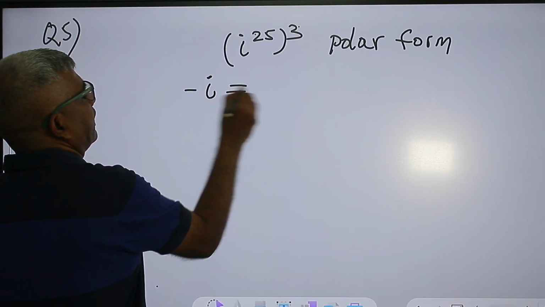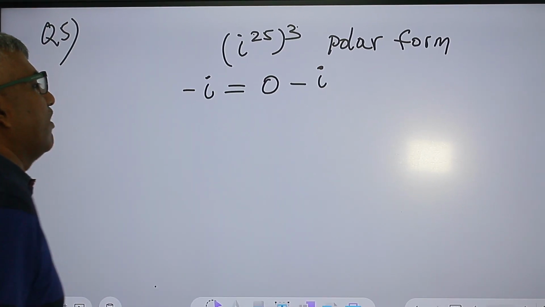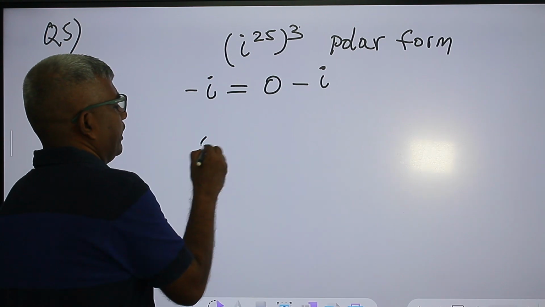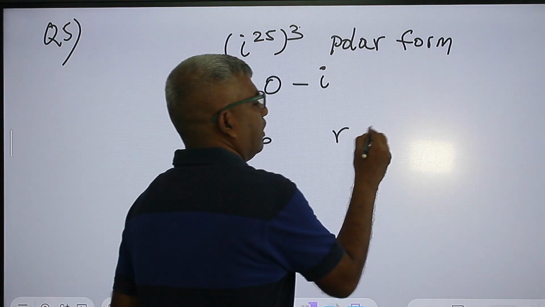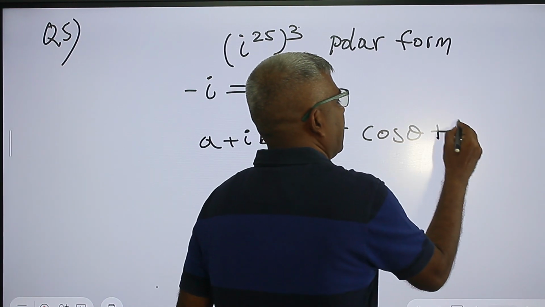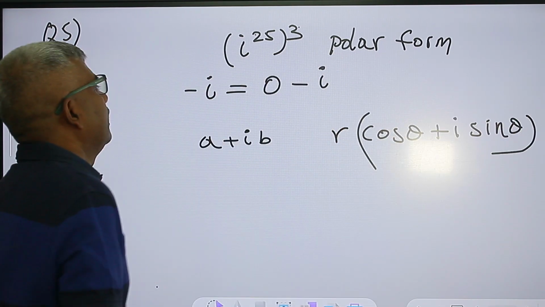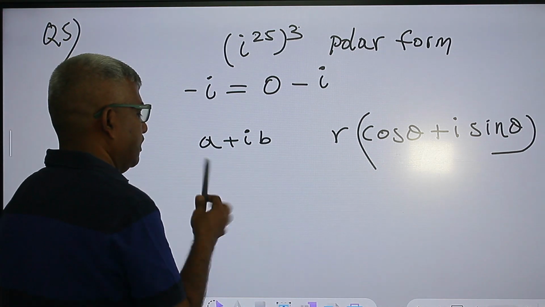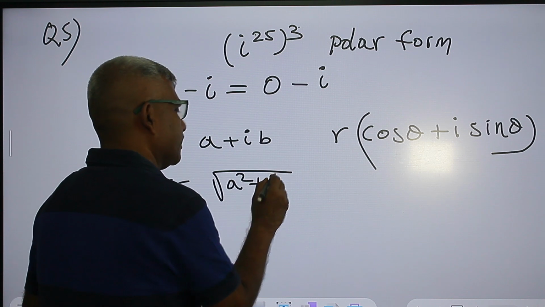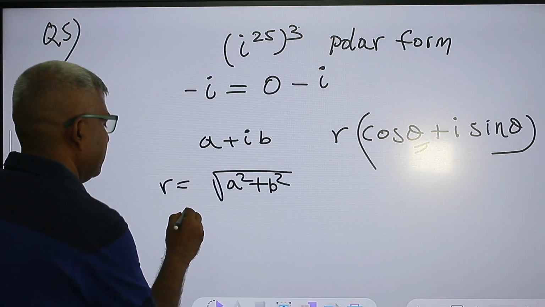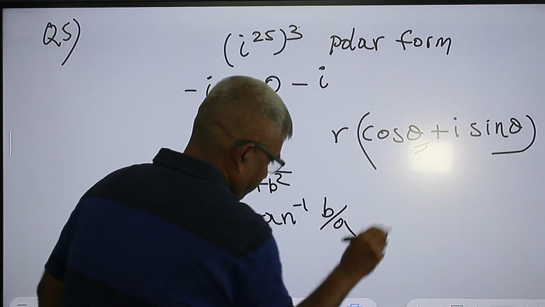Minus I is nothing but 0 minus I. This is Cartesian form. Okay, A plus IB is Cartesian form. Polar form is R cos theta plus I sin theta. This is polar form. Okay. How to get the R? R is equal to square root of A squared plus B squared. How to get theta? Tan inverse B by A.